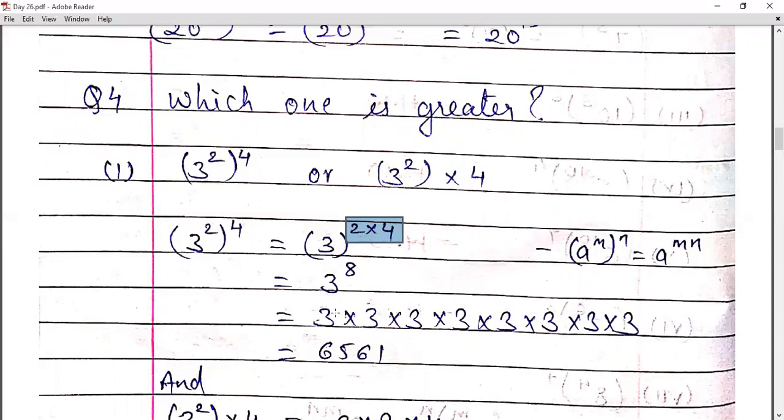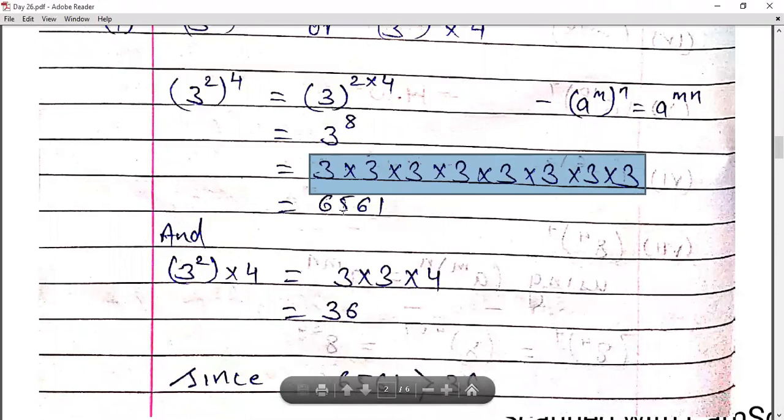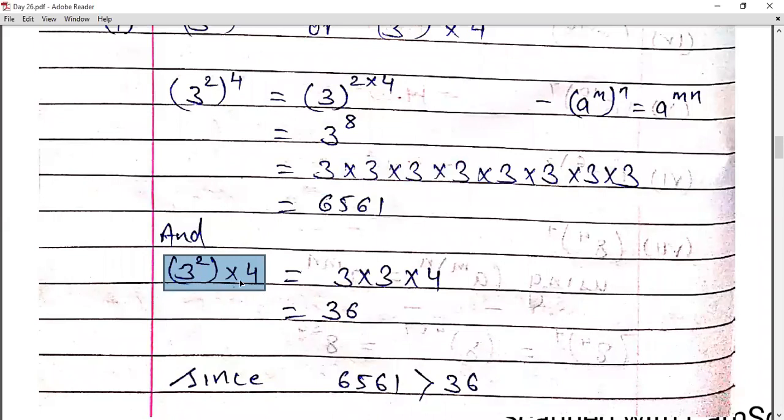3 raised to 8 will be written in expanded form, in which 3 will be multiplied by itself 8 times. On multiplication, you will get the answer as 6,561. So this is the value of (3^2)^4. Now finding the value of the other number that is given, (3^2) multiplied by 4. In this case, first the bracket value will be found. So 3 raised to 2 can be written in expanded form as 3 into 3 multiplied by 4. So the value of 3 into 3 into 4 will become 36.